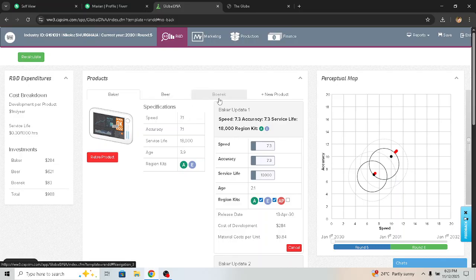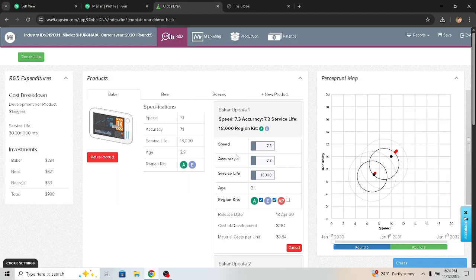Baker, Beer and Borek. So in this case, we are going in research and development, we are making decisions for speed, accuracy, service life and age. So in this case, for our product Baker, currently we have a speed of 7.1, an accuracy of 7.1, service life of 18,000 and an age of 3.9. And we are currently having region kits in America and Europe.